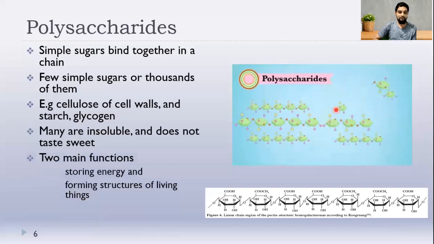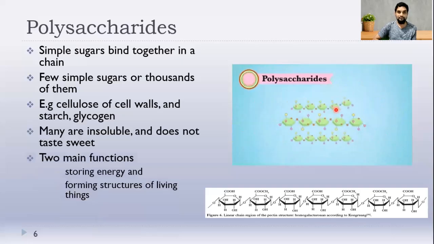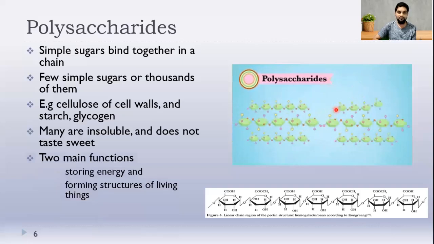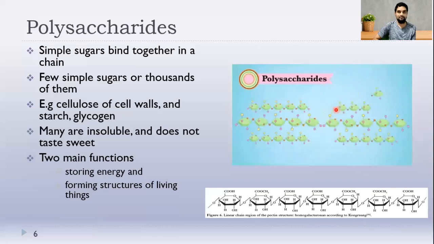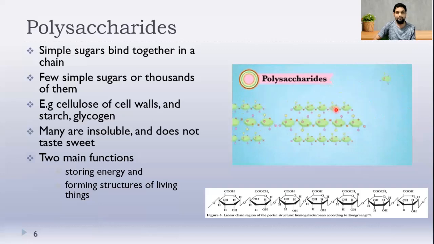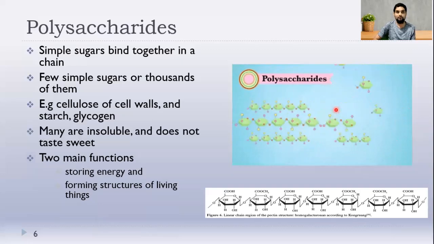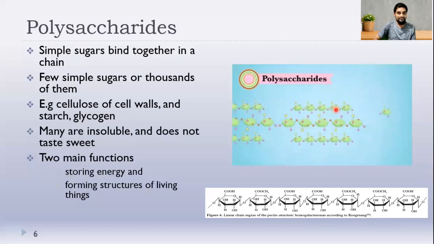So they have two main functions. They store energy. For example, the starch stores energy for the plant. So when the plant needs that energy later on, the starch will break down into monosaccharides, and it will be used for respiration. Similarly, in humans, we store our glycogen, and that glycogen will break down into glucose when we need that energy.